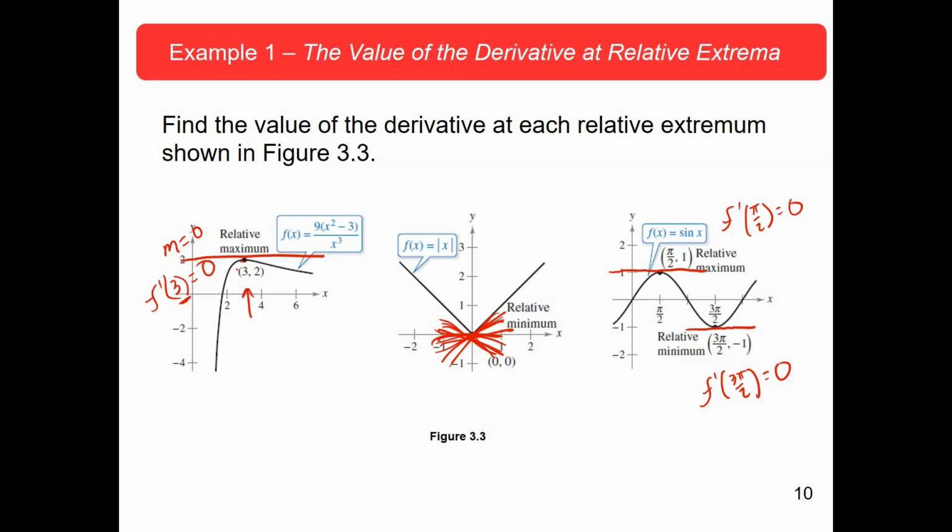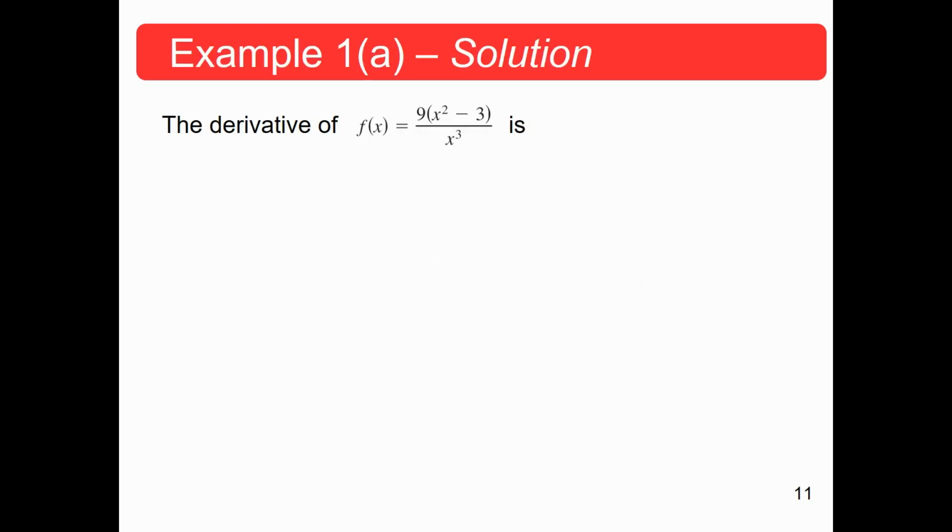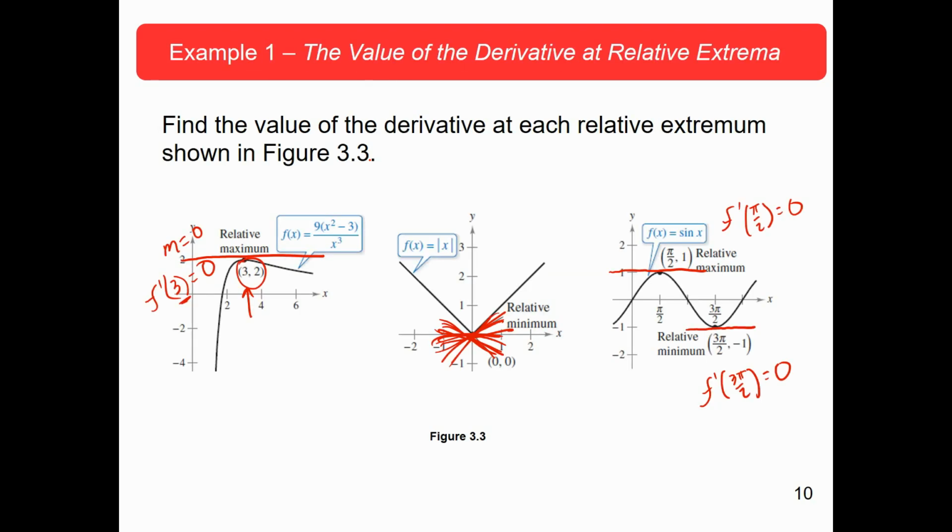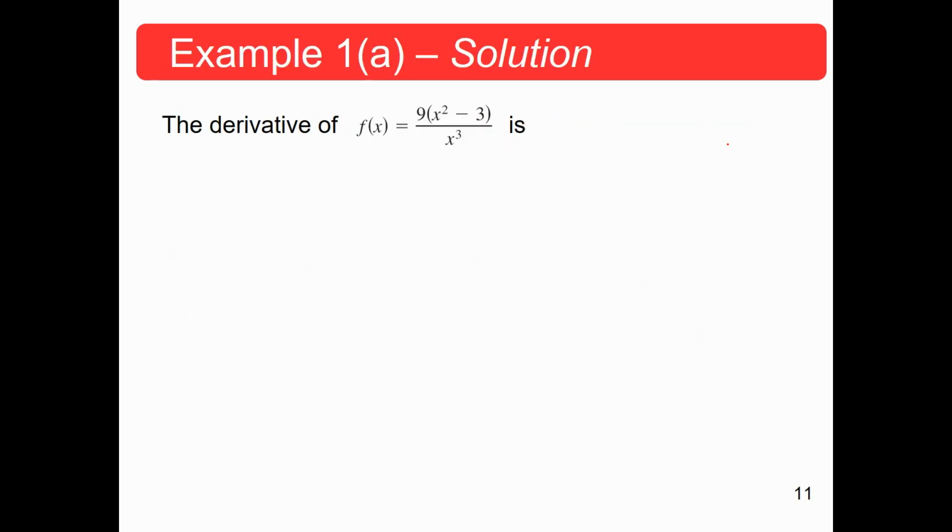we're going to take the derivative and plug in the value and see what the value is, right? Because that's all we're going to do. Find the value. It says find the value of the derivative at the extremum. So the point is (3, 2). So we're going to take the derivative.